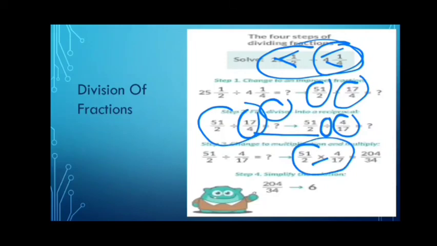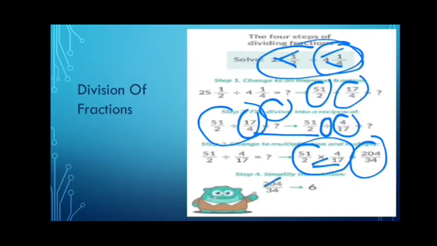So 51 times 4 is 204, and 2 times 17 is 34. So we have 204 over 34. Final step, you simplify the fraction. To simplify the fraction means to put it in a basic form, like dividing.